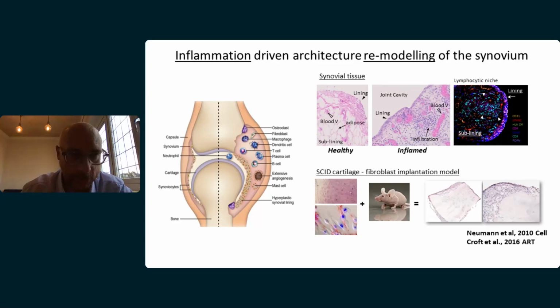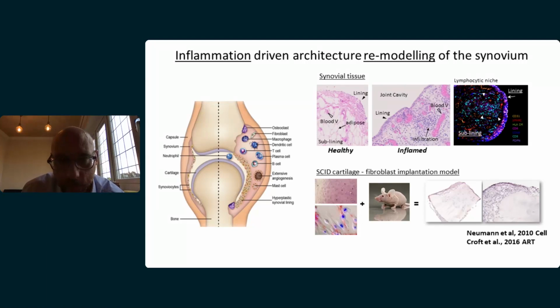But when you get an inflammatory challenge to the joint, which you can see on the right hand side, you get dense infiltration of inflammatory cells from the bloodstream, you get activation of tissue resident immune cell populations, and you also get proliferation and differentiation of fibroblast populations within this lining, and the lining becomes thickened, and you get organization of a sublining tissue just underneath that, where that loose connective tissue and fatty tissue becomes replaced now with dense infiltration of inflammatory cells and proliferation and differentiation of fibroblast populations.